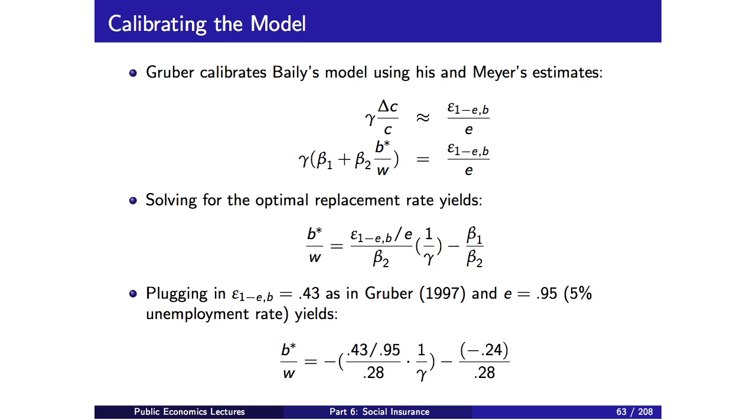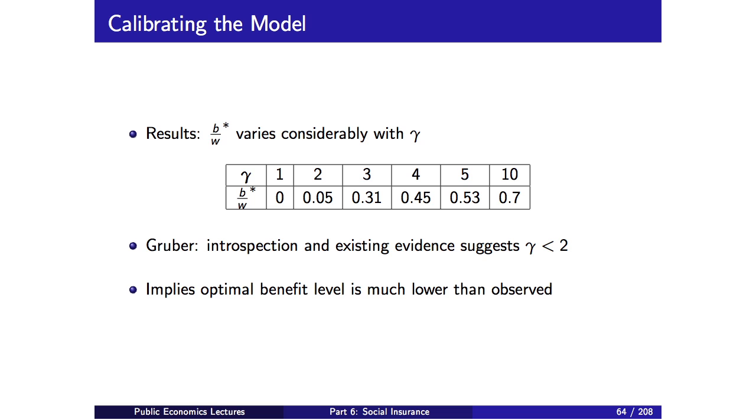Okay, so the result, which is not surprising, is that the optimal unemployment benefit rate varies considerably with gamma. So of course, gamma equal to 0 is the linear case. If gamma is 1, you're still at a corner where the optimal benefit level is 0. What that means is the marginal value of providing $1 of benefits falls below the marginal cost in terms of the government revenue leakage. And so the optimal benefit level is still 0. And then as gamma gets high, you're going to get very high replacement rates.